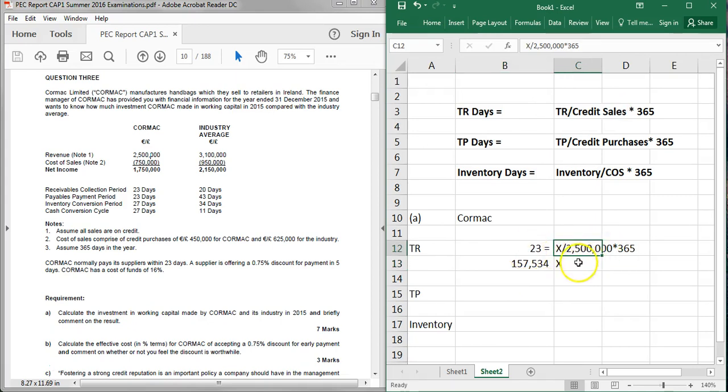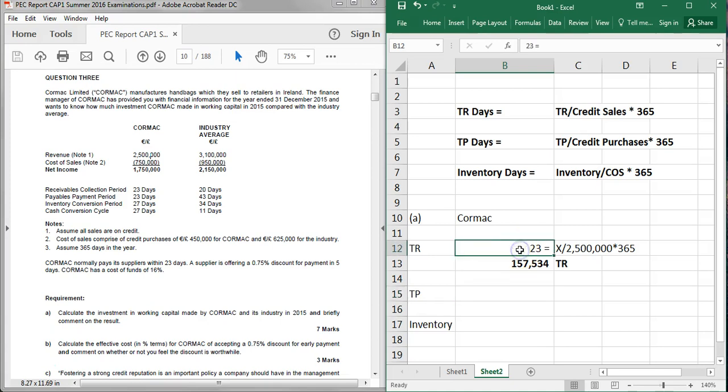Once you have the formula, all you're doing is working across. You multiply both sides by 2.5 million. That gets rid of that. So this is 23 times 2.5 million divided by 365. So that means our trade receivables, which is our X, is equal to 157,500 euro. So that was tricky, but what the examiner is trying to get away from is students rote learning formula and just repeating it in the exam. So this is working back instead of working from a euro figure to days, you're working from days backwards. So it's a good example.